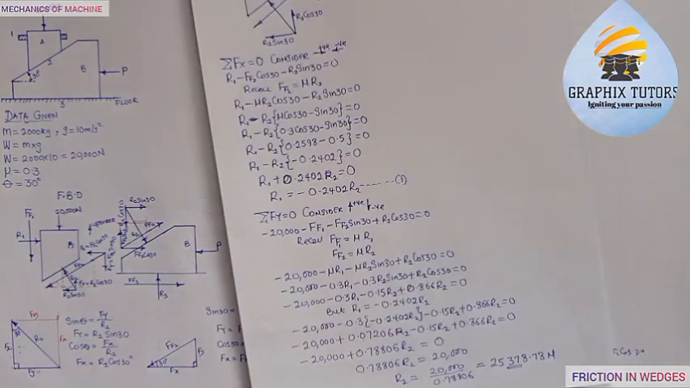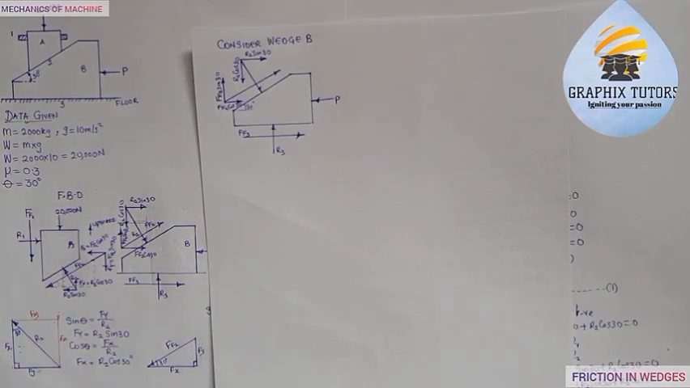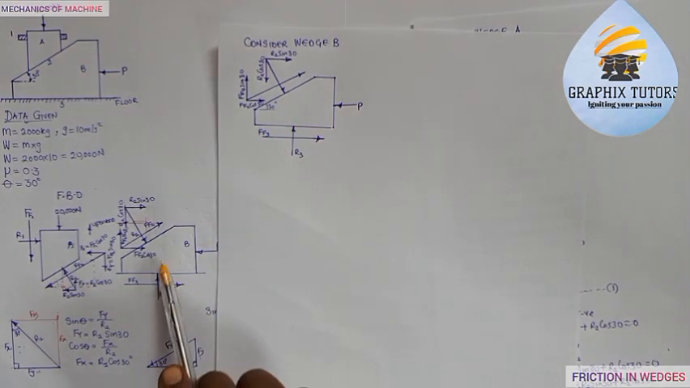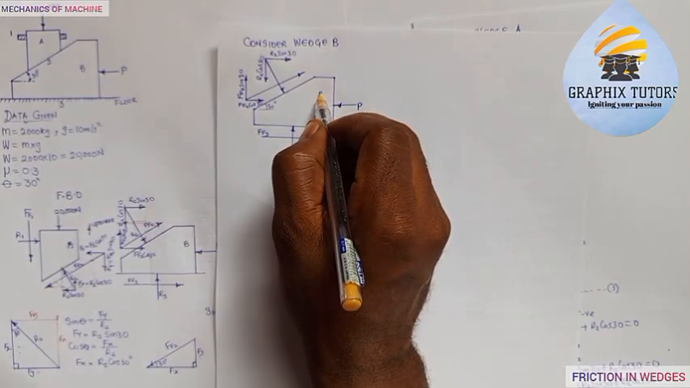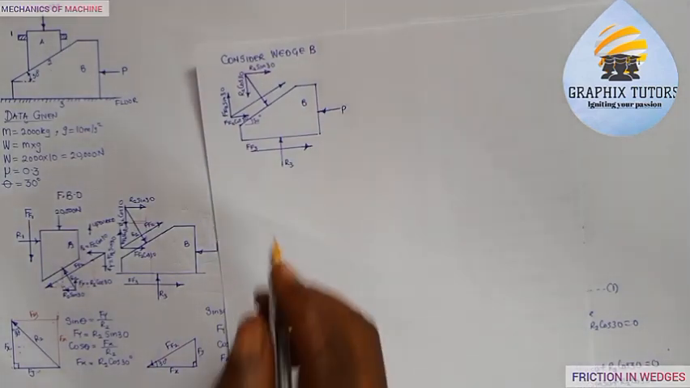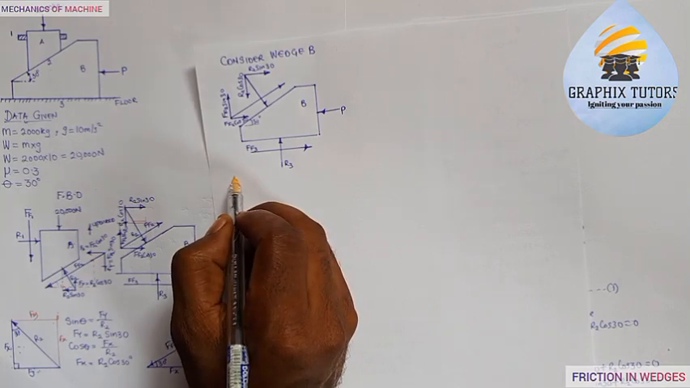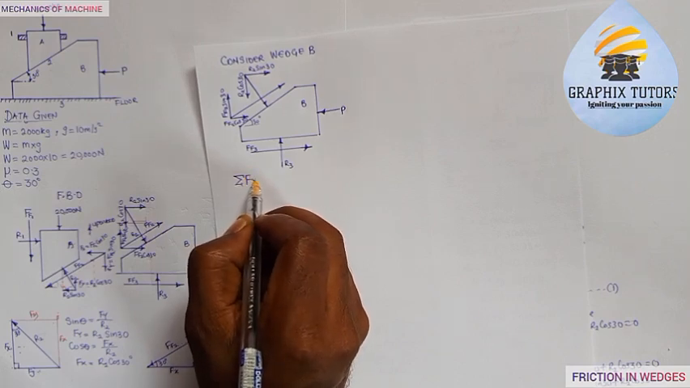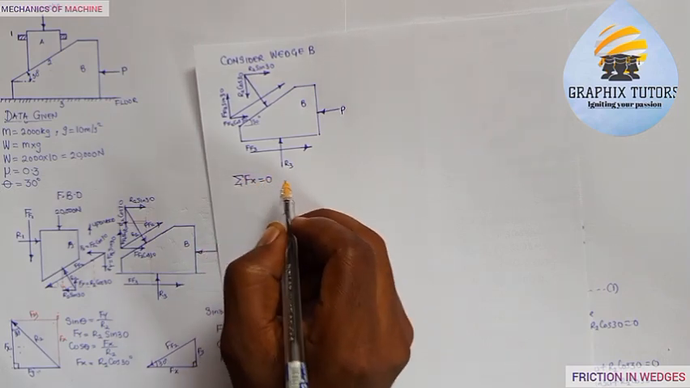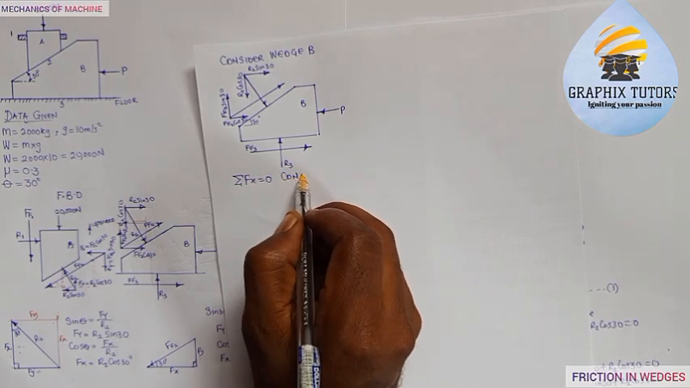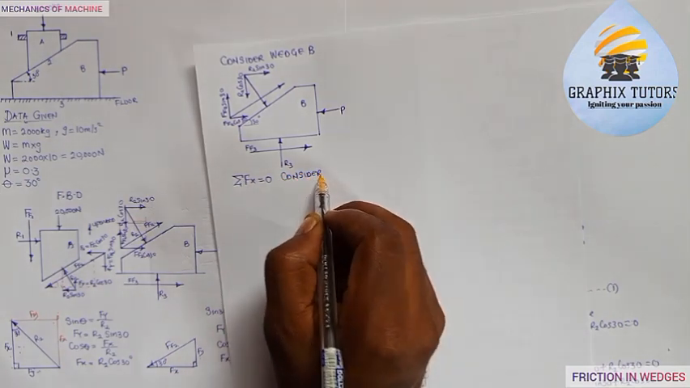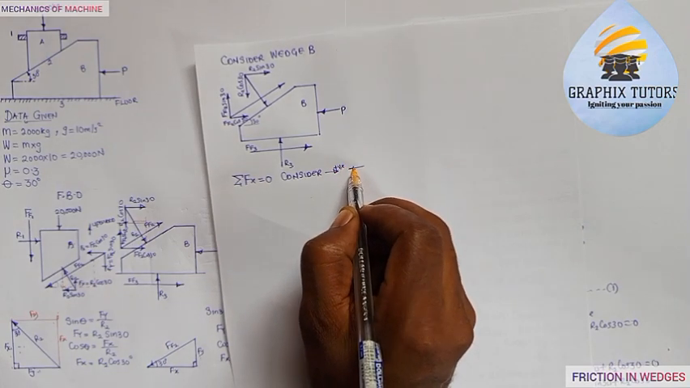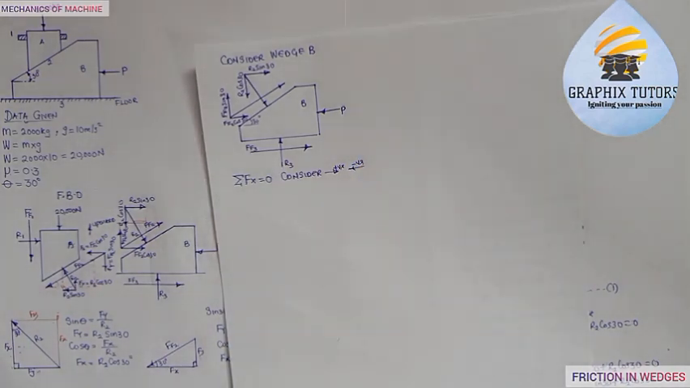So the next thing we'll now do is consider wedge B. So let's consider wedge B and see what will happen. So this is what we have here. I have redrawn wedge B. So this is my wedge B here. So we'll apply the same thing. We'll now write the summation of all the horizontal components is equals to 0. So we want to consider any force going forward to be positive, any force going backward to be negative. Right? So let's see.